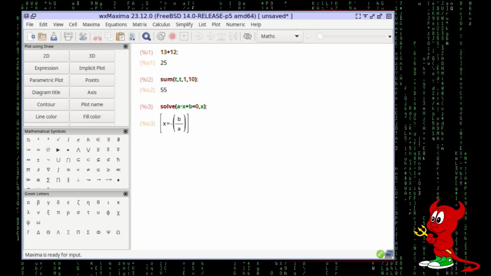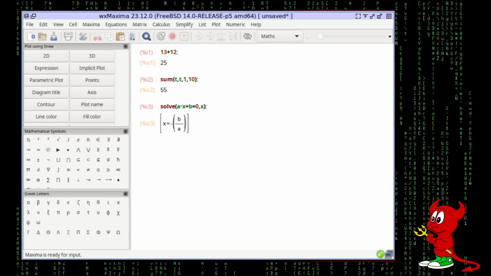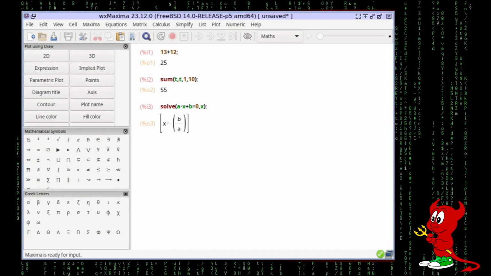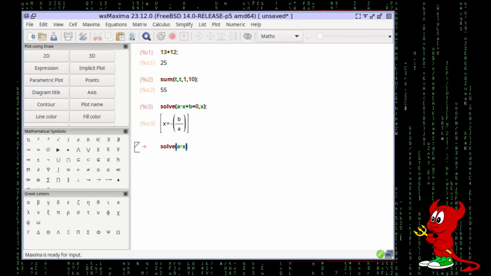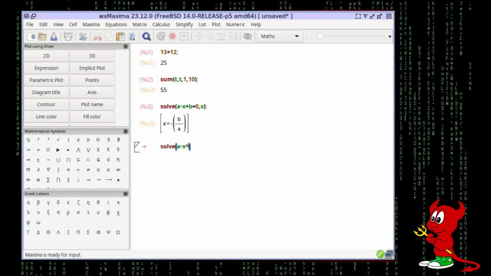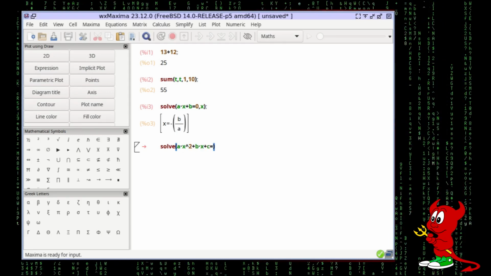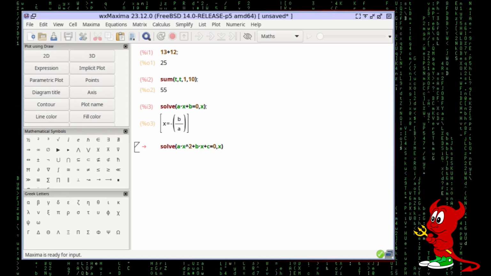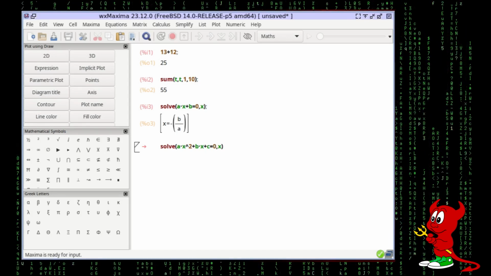This is, as you can see, much more powerful than a simple calculator. It can do much more. Let's try to solve the quadratic equation. Solve a times x squared plus b times x plus c equals 0 in x. Do you remember what the solution is? Don't worry if you don't remember. Maxima can tell you.